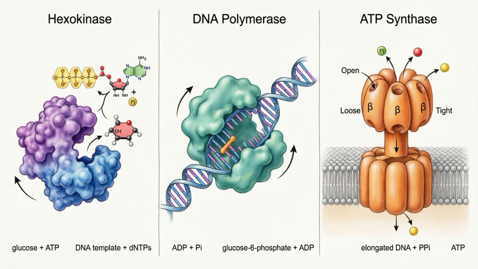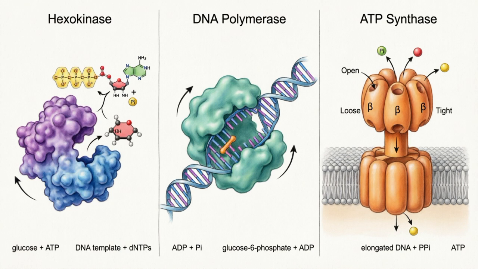In the center, observe DNA polymerase rendered in teal green. This remarkable enzyme synthesizes new DNA strands. The double helix DNA template, shown in purple and blue stripes, enters the enzyme active site. Black arrows indicate the conformational changes as the enzyme wraps around the DNA. A single orange nucleotide represents the incoming dNTP substrate.